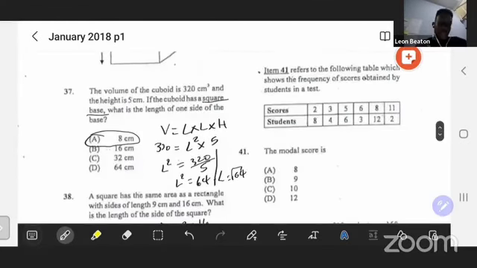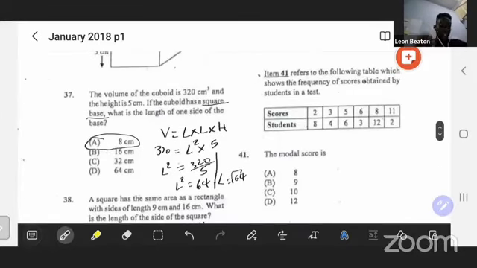In the following table, which shows the frequency of scores obtained in a test, we have the scores and the amount of students that gained each score. So the modal score is asked. Mode means the score that occurred the most, or the score which the most students gained. In this case, the modal score is 8 because 12 students gained 8, which is the highest number of students. So the mode is 8 and not 12. It's 8, right? Because they want the modal score.